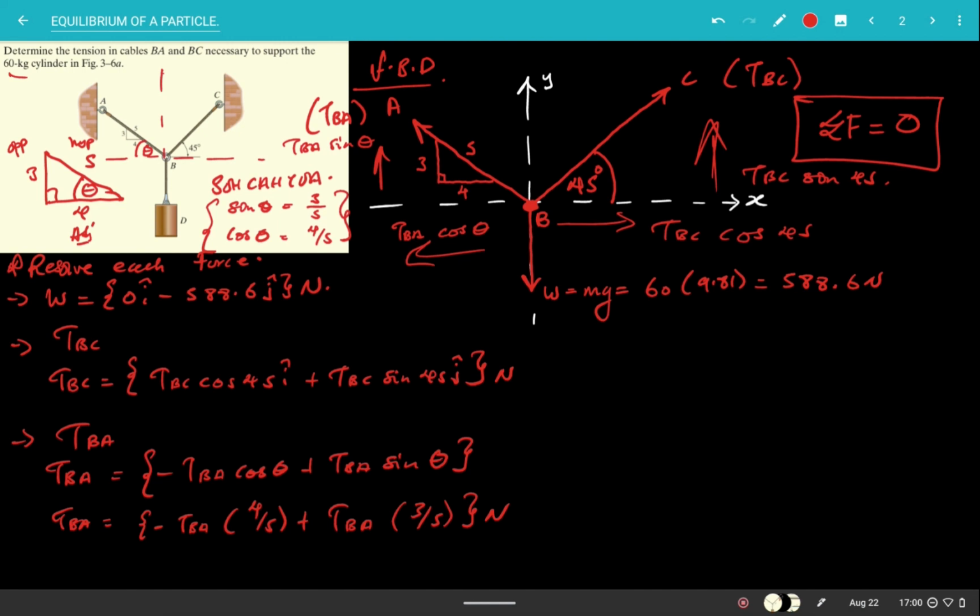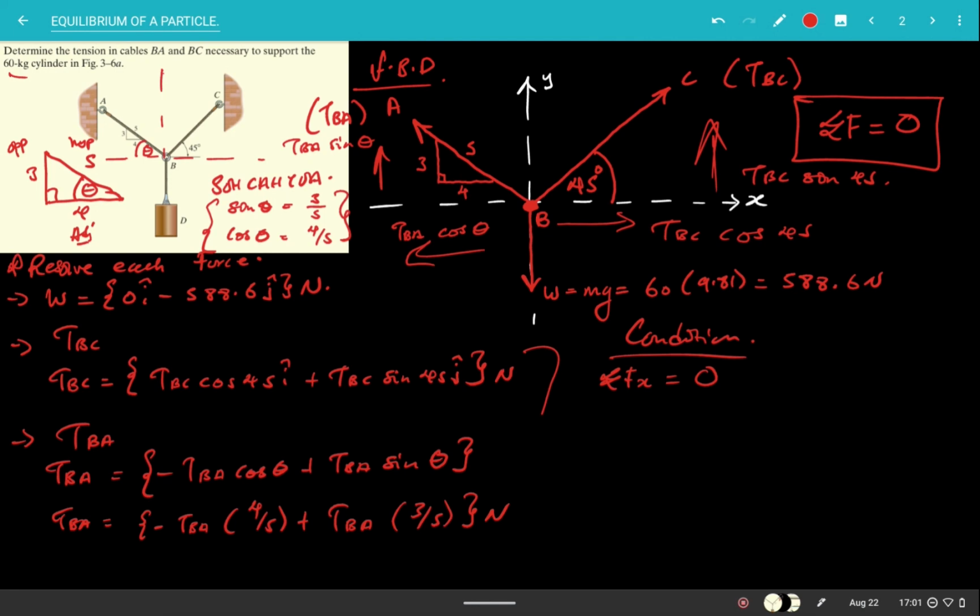Now, once we do that, we need to meet the condition. The condition states that the sum of the forces acting in any axis should be equivalent to 0. So let us sum up all the forces. So the sum of all forces acting in the x, let's start with the x-axis, should give us what? 0. Be mindful about that.